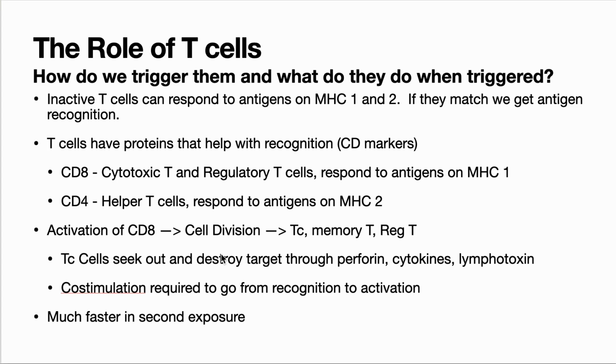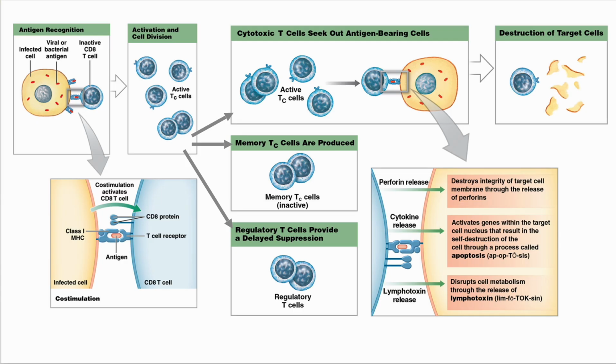But the second time we're exposed to it, it's so much faster, because you've got all those memory cells hanging out in different places in the body. So they're more likely to spot that antigen, and then they respond really quickly. And again, you'll probably never even know you were infected, because they'll shut that down really quickly. And that's, again, one of the advantages of vaccines, is they give us those memory cells to be able to fight off subsequent exposure. All right, so what does that look like in pictures?